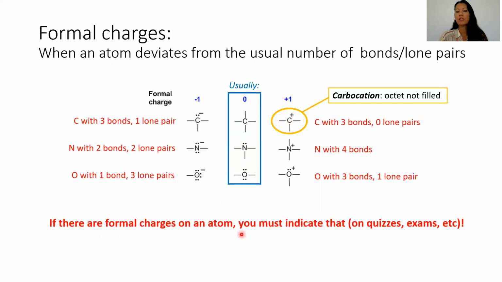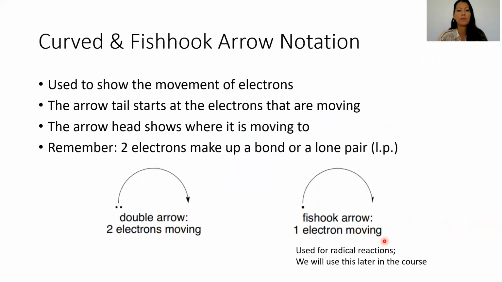If there are formal charges on an atom, you have to indicate that. That's important because of the way we draw structures, we need to indicate formal charges to note any deviation from bonding. So make sure you do that on any quizzes or exams. And actually, we won't have quizzes, but on exams and any worksheets.